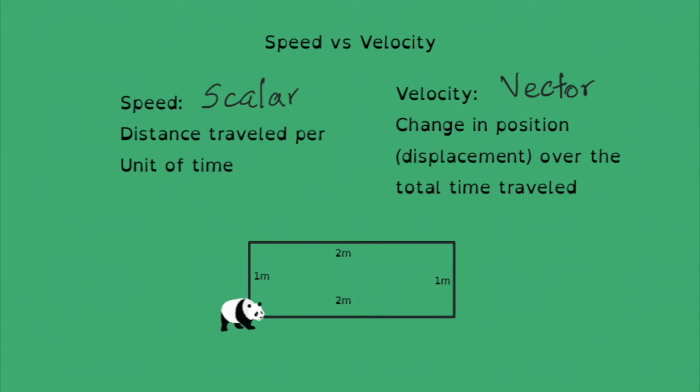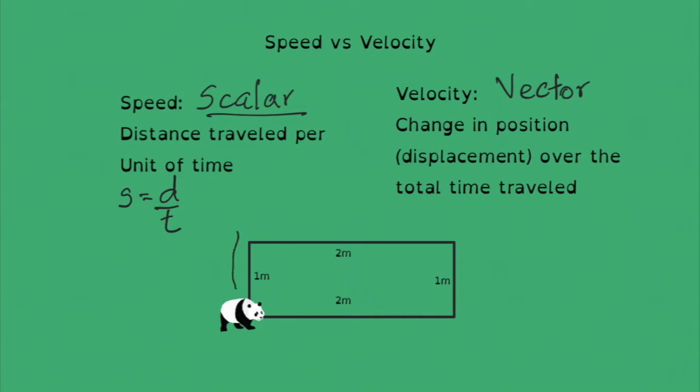So we have again that speed is a scalar. In very simple terms, speed is equal to distance traveled divided by the time. The distance in this case is going to be 1 meter plus 2 meters, that's 3, plus another meter, that is 4, and came all the way here, that is a total of 6 meters. 1 plus 2 plus 1 plus 2.